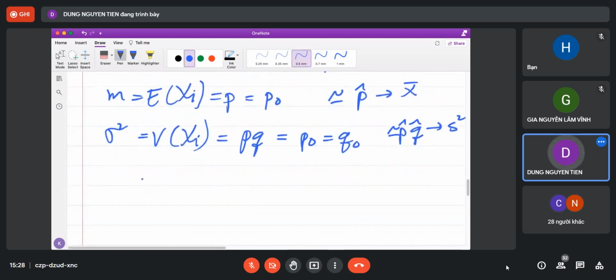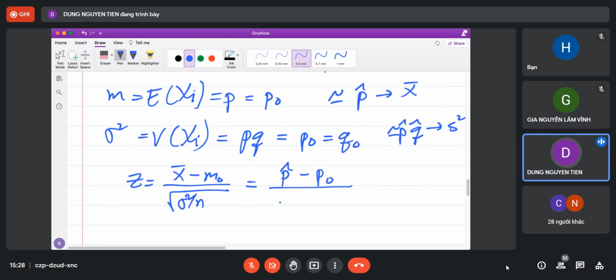So if I get the value Z, which is X bar minus mu0 over the square root of sigma squared over n, then I can get P hat minus P0 divided by the square root of P0 Q0 over n. And that's why we come up with the following decision rule to perform the hypothesis testing on the proportion.